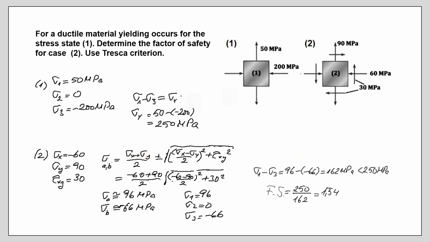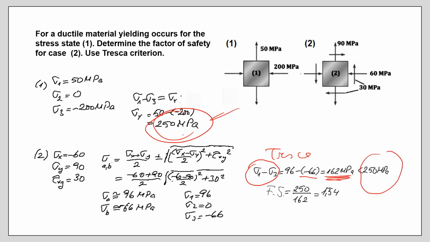Next, Tresca. Tresca says sigma 1 minus sigma 3, which is 96 minus minus 66, that's 162. If you compare it with the yield strength, which we have found for case 1, that is 250, we will have no yielding, that means no failure. What about the factor of safety? The factor of safety is 250 divided by 162, and that is 1.54.